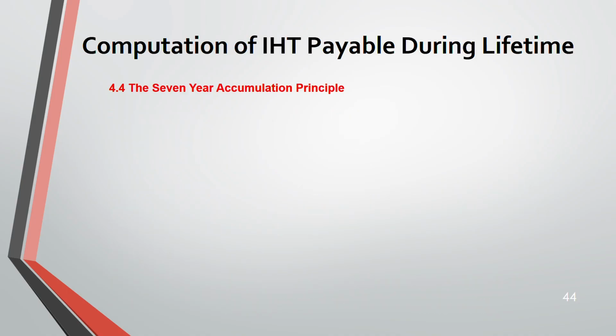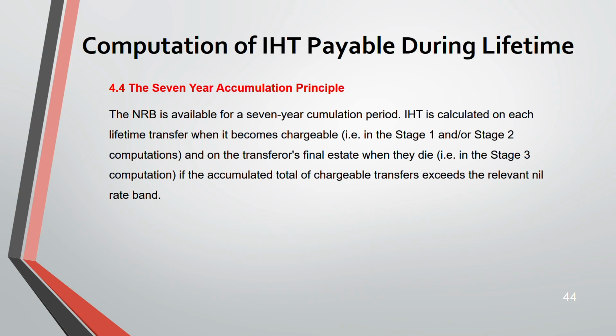The 7-year accumulation principle. Finally, what is this 7-year accumulation principle? To see how much of the nil rate band is remaining, you need to go back up to 7 years before the date of the gift. From the date of your gift, you need to go 7 years back. All your gifts are accumulating. They are not treated in isolation. So your nil rate band is available for a 7-year accumulation period.